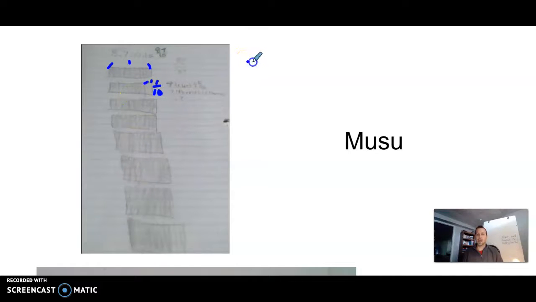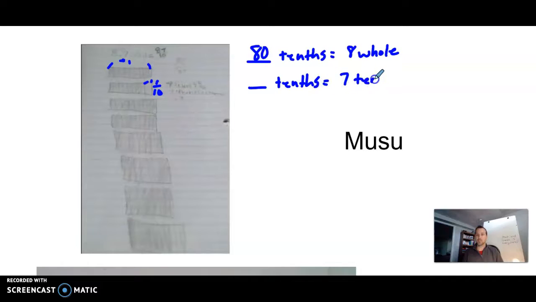So if we look at how many tenths are in 8 wholes, she came up with, and it's very visibly easy to see, that there are 80 of them. And then we had that 7 left, which would be how many tenths? 7 tenths. And I really like that. I didn't even have to write that because she has that listed right there. Well, there's really 7 tenths equals 7 tenths.